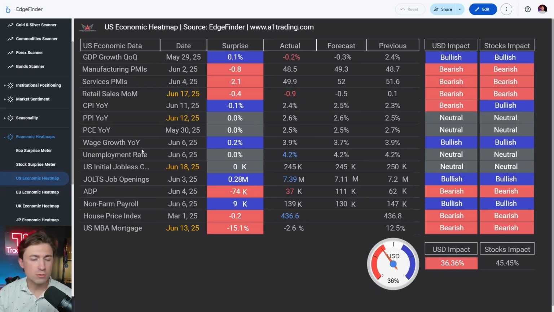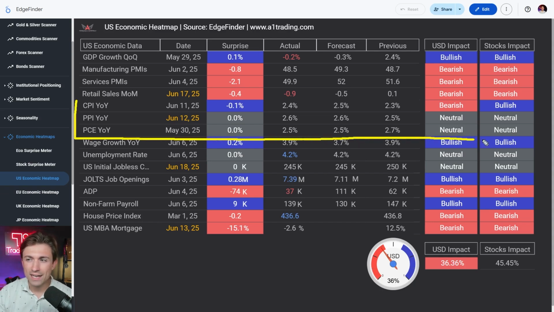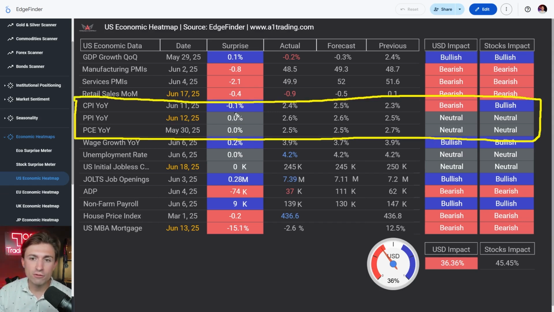The major difference here, by the way, if you want to get down into the mechanisms of how this is scored, actually comes down to inflation metrics. So you'll see here that cooling inflation is not necessarily good for the currency. In fact, cooling inflation suggests rate cuts, which is bearish for the currency. But cooling inflation and rate cuts are good for stocks.